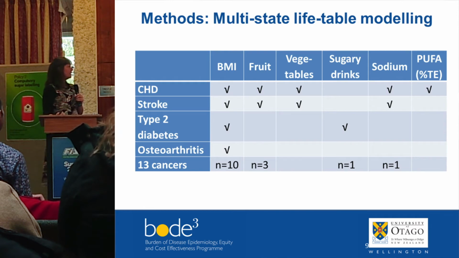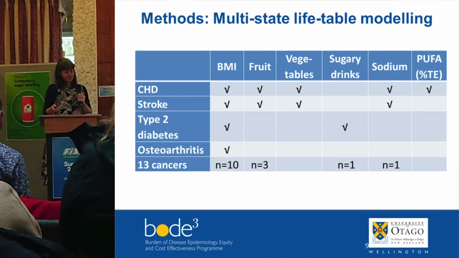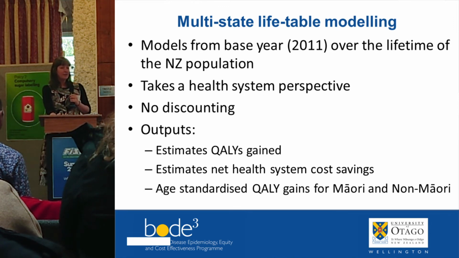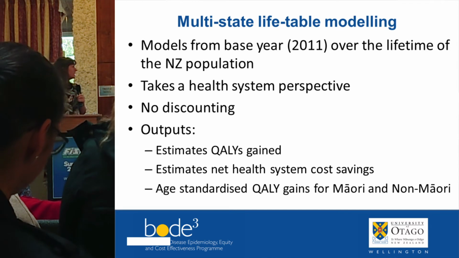In the model we have those dietary risk factors that I mentioned and 17 diseases that are related to diet. We've got cardiovascular disease, type 2 diabetes, osteoarthritis, and 13 different cancers. As I mentioned at the beginning, this models the people that were alive in 2011 over their life course.